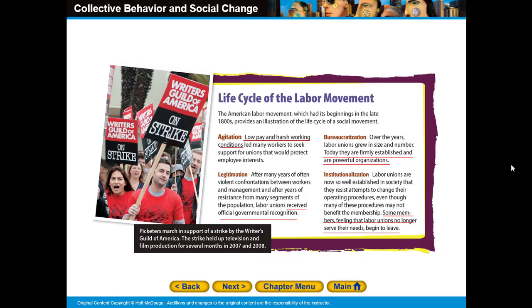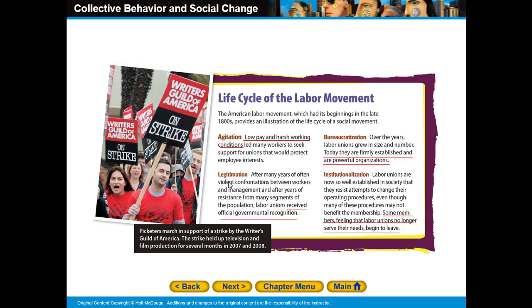Here we have an example for the life cycle of social movements. We have here the labor movements which happened over there in the States. At the first stage, the agitation, they noticed some kind of low payment and harsh working conditions. Here is the social problem. So a group of people will start to gather themselves in order to address the public.